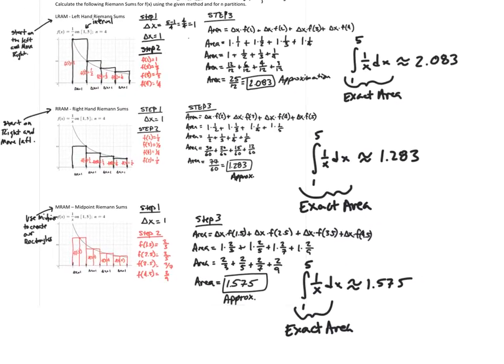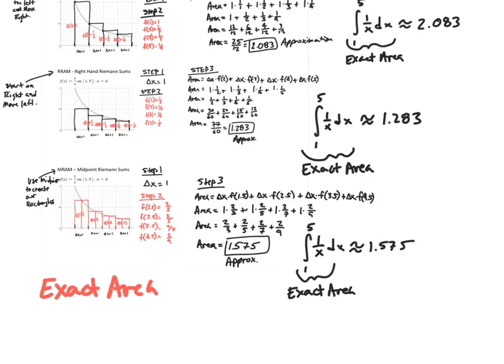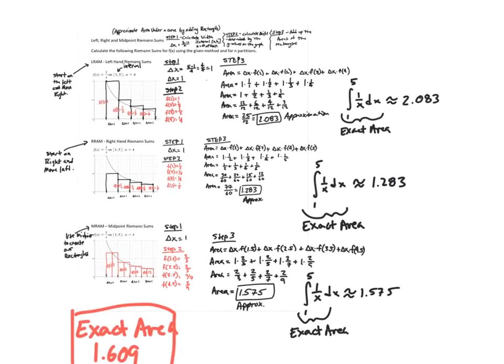Now, I will say this. If I actually do find the exact area, if I evaluate that integral, my exact area is going to be 1.609. Okay, and this is the exact area. I've calculated that because I know how to do it, you guys don't know how to do it yet, but what I want you to see is that we have an overestimate, this is an underestimate, but if I do the midpoint one, that's going to give us a pretty darn close approximation.